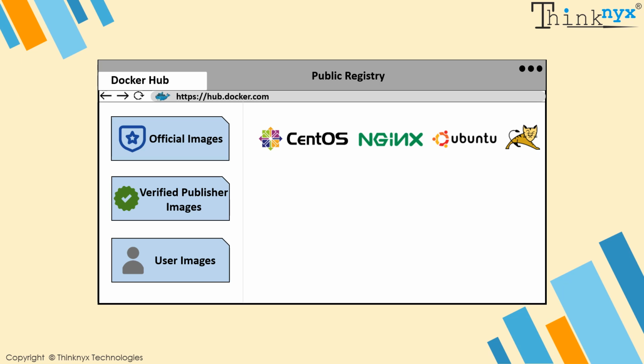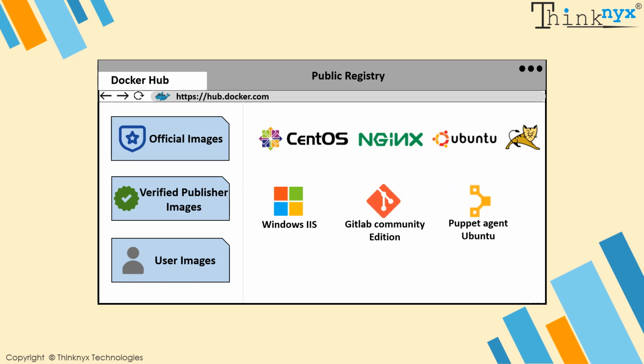Next is verified publisher images. They are high quality images from the commercial publishers verified by Docker. These images help development teams build secure software supply chains, minimizing exposure to malicious content early in the process to save money and time later.